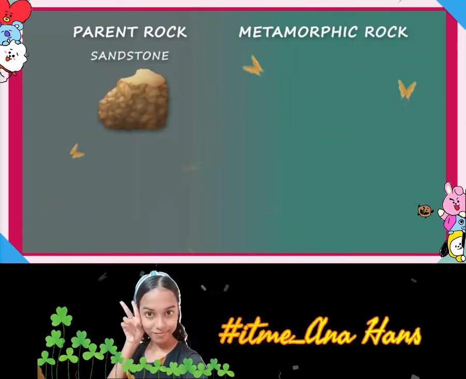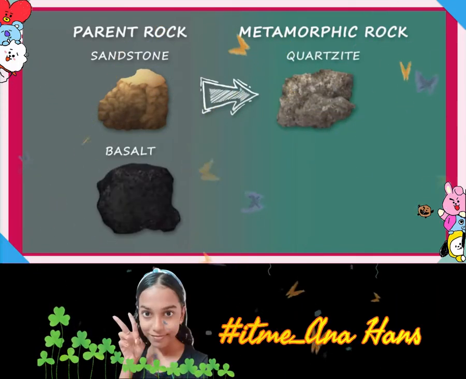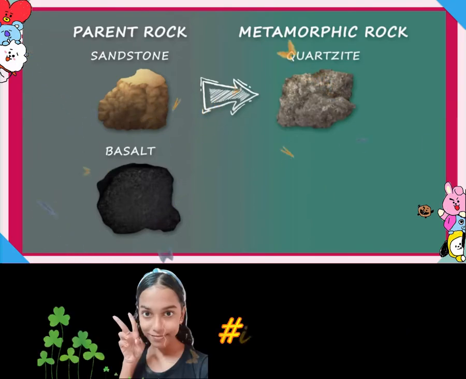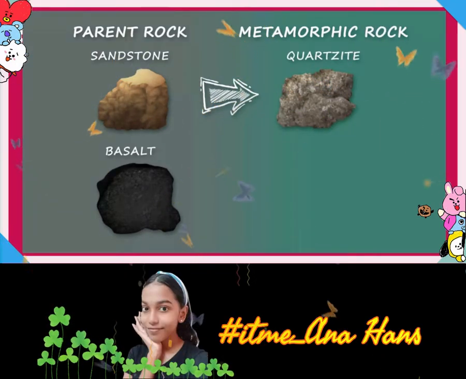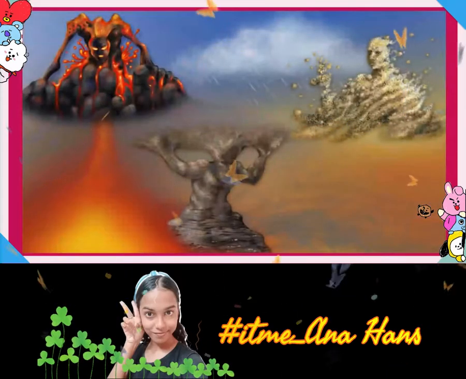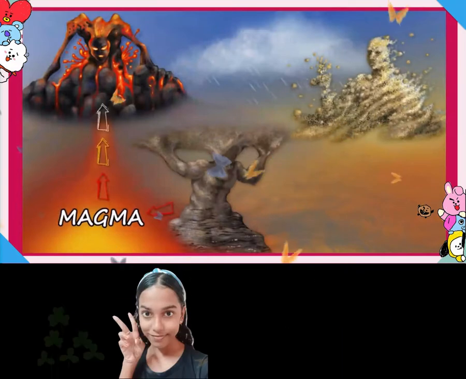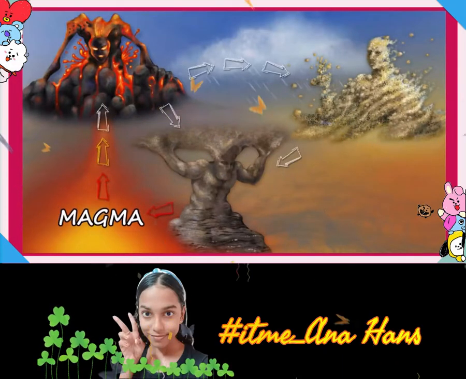For example, sandstone exposed to heat and pressure can become quartzite, but if my friend basalt were exposed to heat and pressure, she could turn into greenstone. After burial, partial melting of the rock can occur, forming magma, the raw material from which new igneous rocks are formed, and the rock cycle continues.